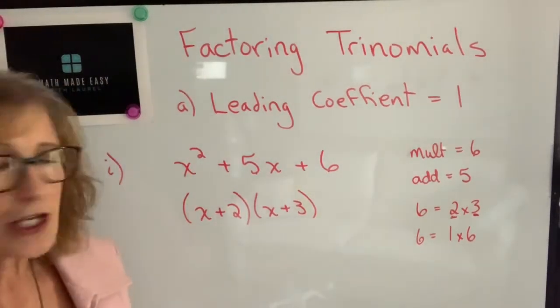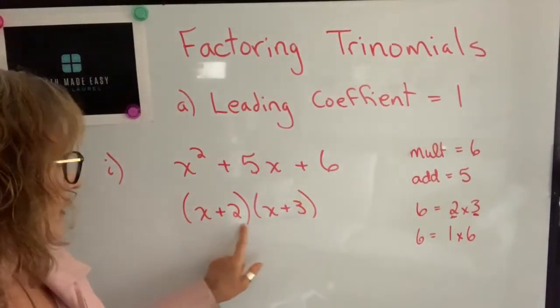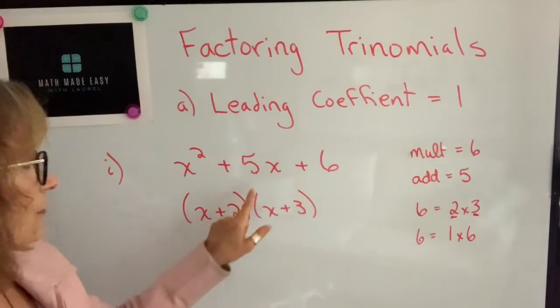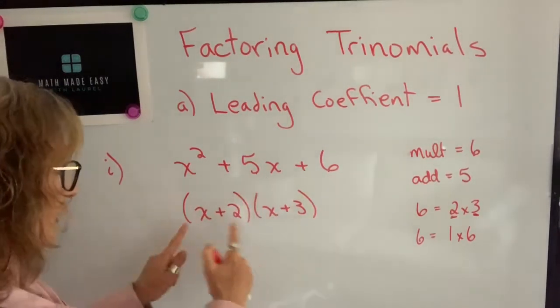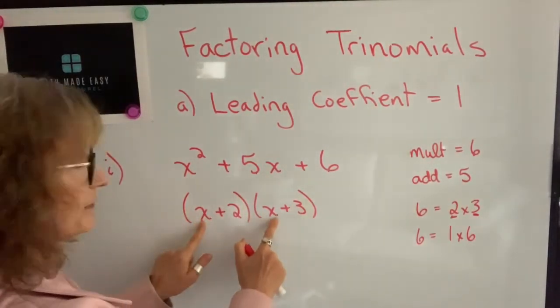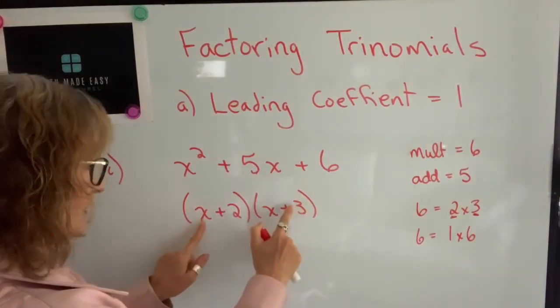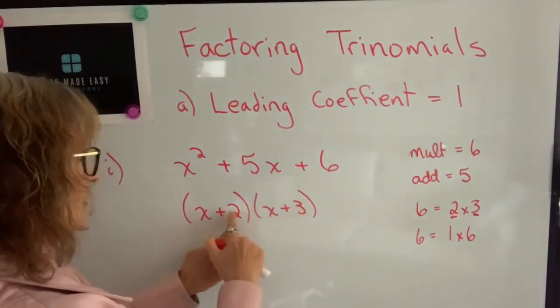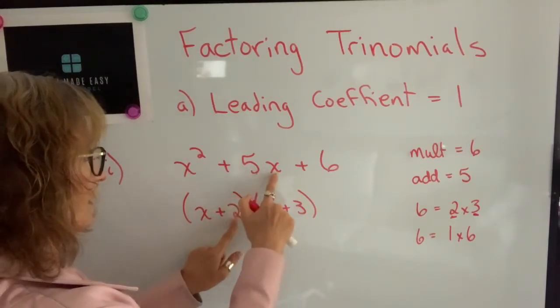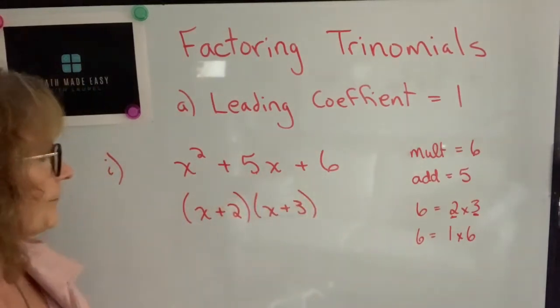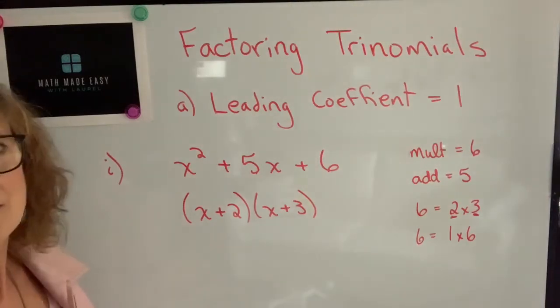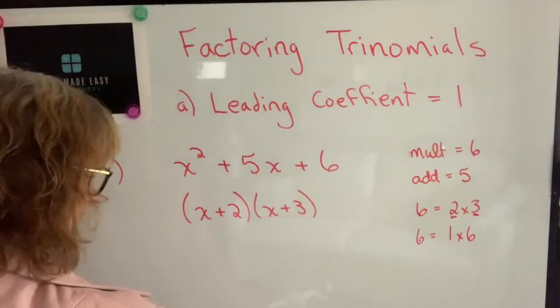It's very easy to check whether that's correct by multiplying these two binomials and making sure you get back the original. We can do it quickly without writing it down. x times x is x squared. x times 3 gives plus 3x, plus 2x gives me the 5x plus 6.